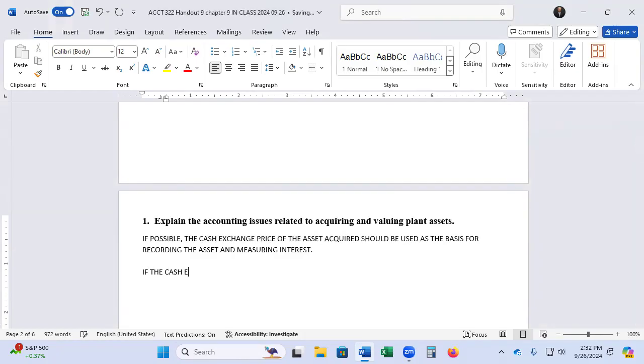If the cash exchange price is not available, then the asset should be recorded at the fair value of what was given up.